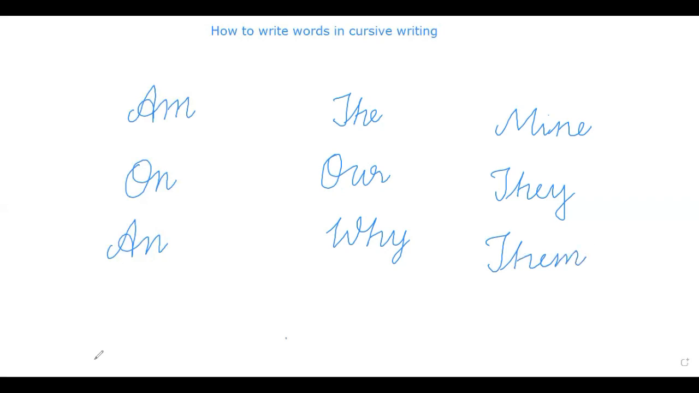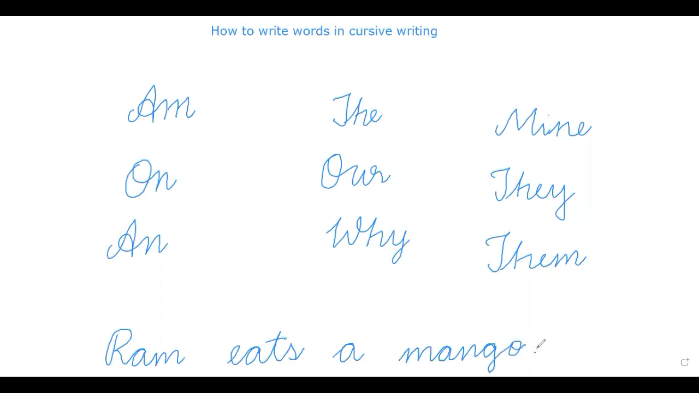Now friends, we will go ahead and write a sentence so that you can understand how a sentence will look like in cursive writing. So, Ram, it's a mango. So this is how, if you write a sentence, it will look in cursive writing.